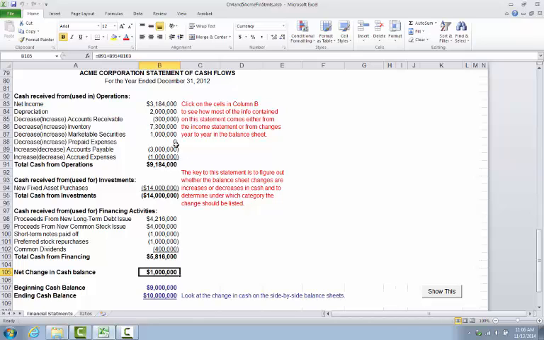So the statement of cash flows gives us a lot of the details behind the scenes. So that's your income statement, your balance sheet, and your statement of cash flows.